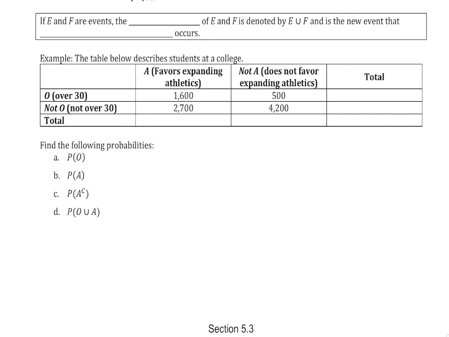Now let's look at the union. If E and F are events, the union, which is written E with a little horseshoe swooping down like a U, F, is the event that either one or both occurs. So you can have either E or F, and it's okay if they both occur.